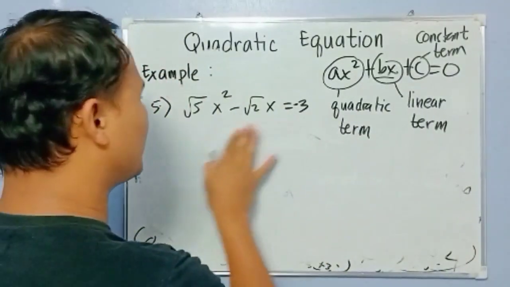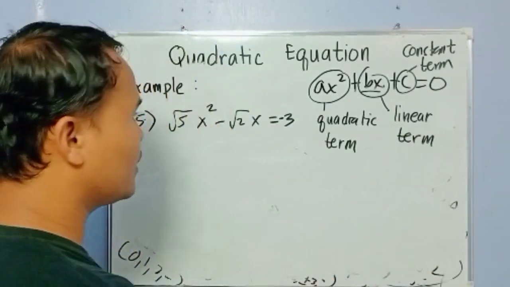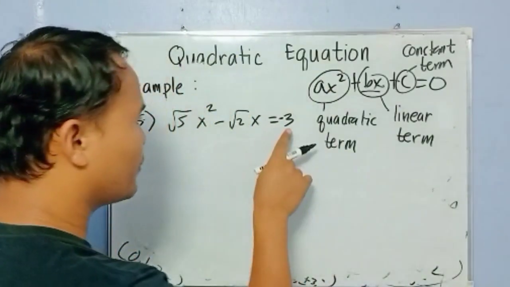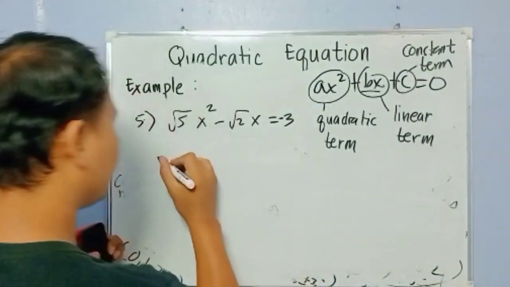So ato pa na siya himong standard form. Here, kung ato siya apply ang proper na solution in making this one in the form of standard form, we will apply addition property of equality. How?